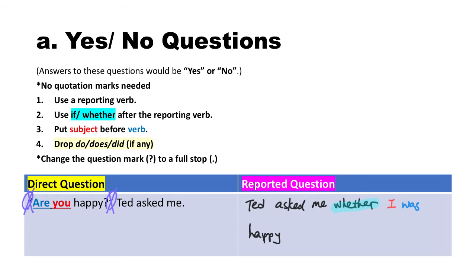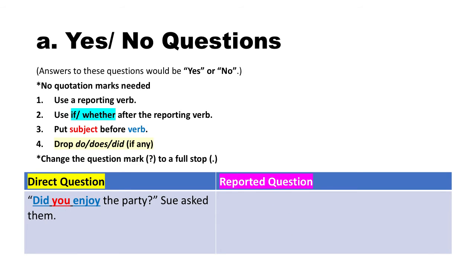We write the remaining words and we change the question mark to a full stop. Therefore, the resulting reported question would be, Ted asked me whether I was happy. Let's try one more. "Did you enjoy the party?" Sue asked them. First, we do not need the quotation marks. Then, we construct the A asked B construction using the words in the direct question.